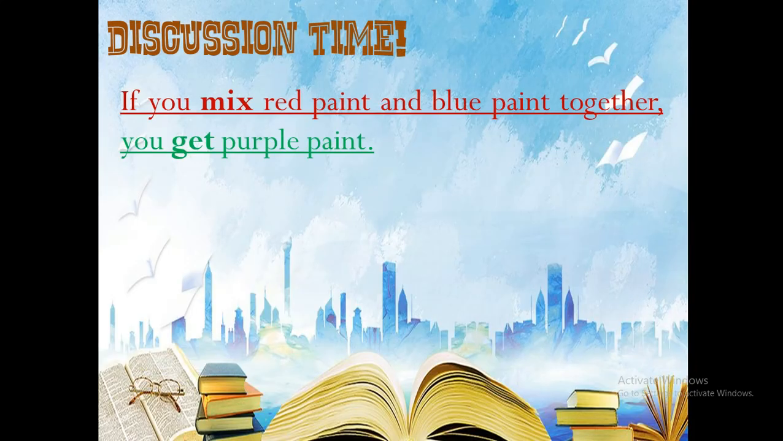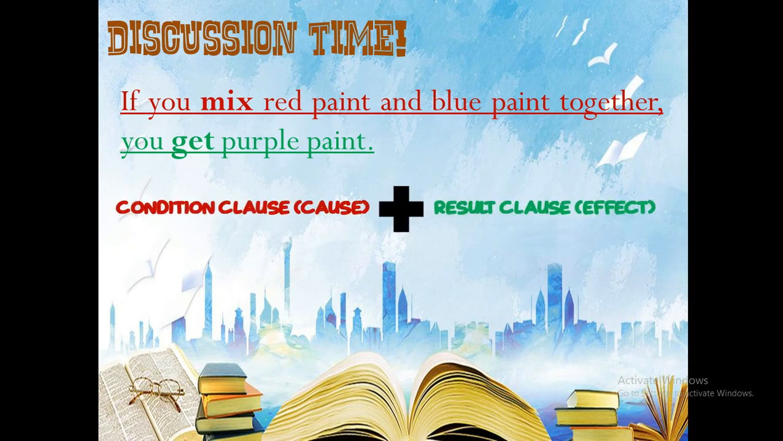Now, let's try to analyze this statement. If you mix red paint and blue paint together, you get purple paint. The condition clause is the cause, plus the result clause, the effect. The phrase in the red is the condition clause or the cause, and the statement in the green would be the result clause or the effect.